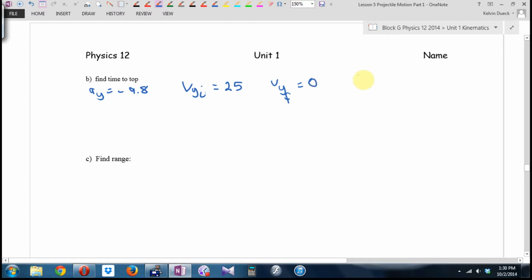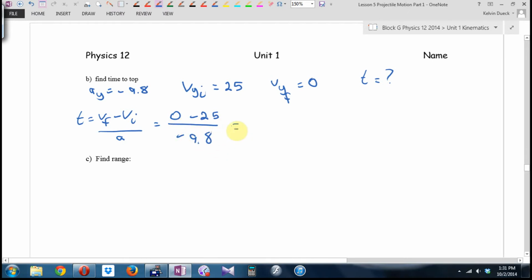And that's pretty good, because now I can say T equals, I've got 3, I can find the fourth. I'm looking for an equation that has VF, VI, A, and T. And there is. Can you get the T by itself, please? T equals VF minus VI over A. VF, nothing, minus VY initial, 25, all over negative 9.8.